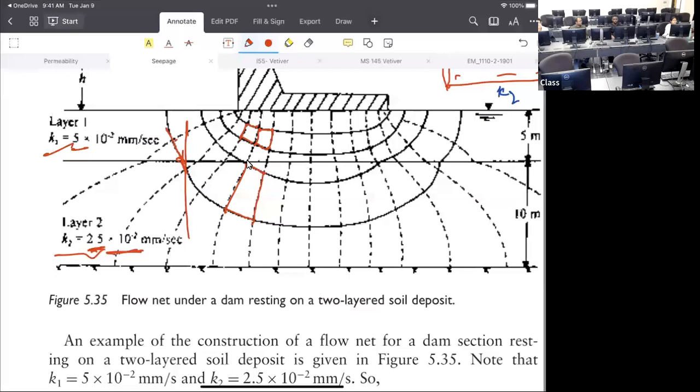Dr. Khan, a question. Sure. So we're saying that layer two has less resistance. Layer two, its conductivity... Layer two should have more resistance, less permeable. 2.5 and oh yeah, that was right. 2.75. Yes.